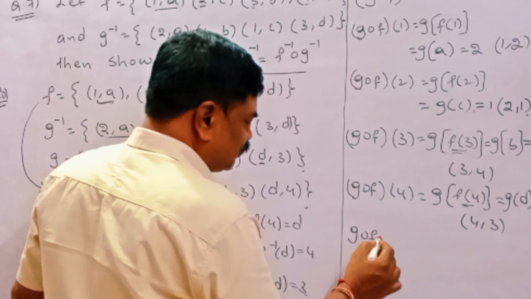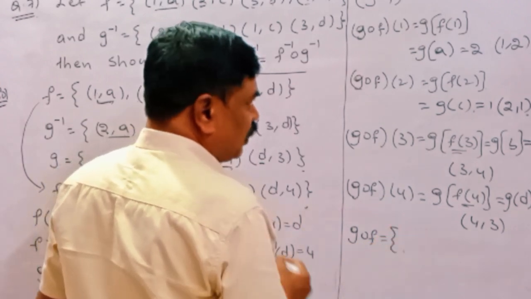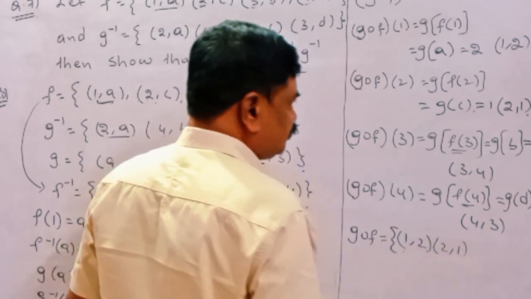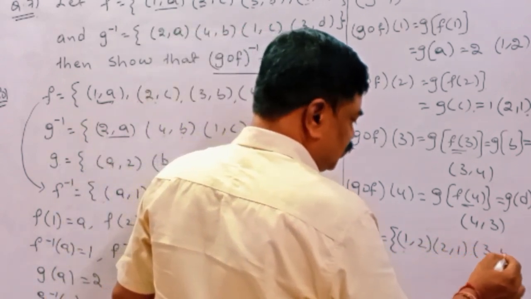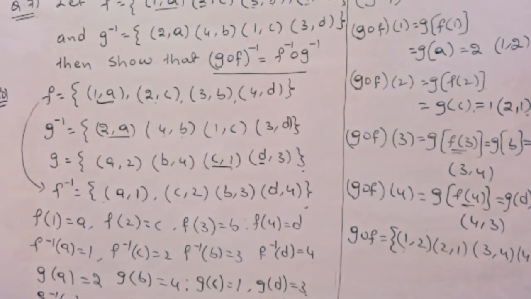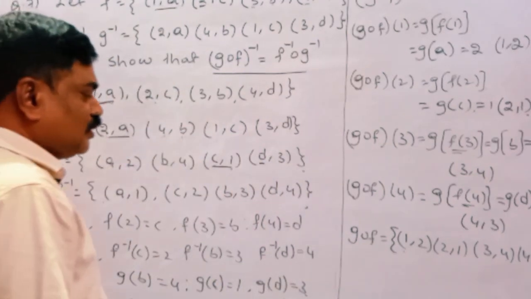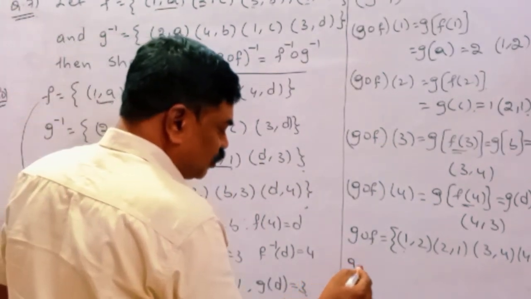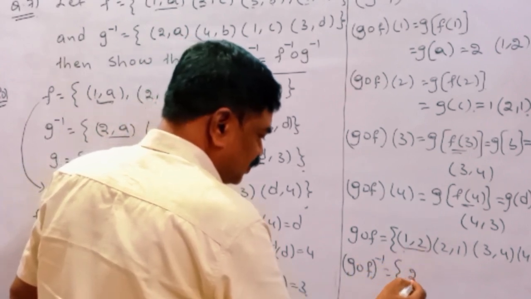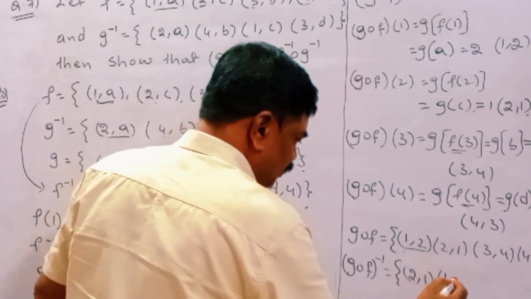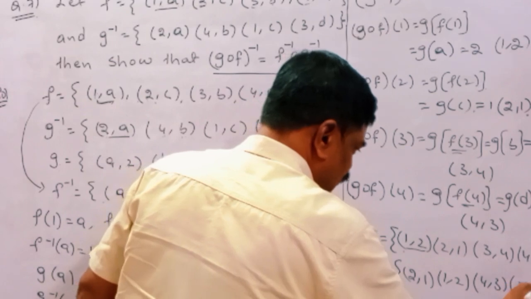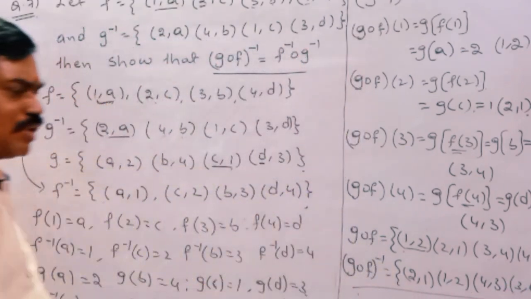G circle F is equal to the set of ordered pairs (1, 2) and (2, 1), (3, 4) and (4, 3). These are the G circle F. Then G circle F whole inverse is equal to, interchanging these, (2, 1) and (1, 2), (4, 3) and (3, 4). This is the G circle F inverse.